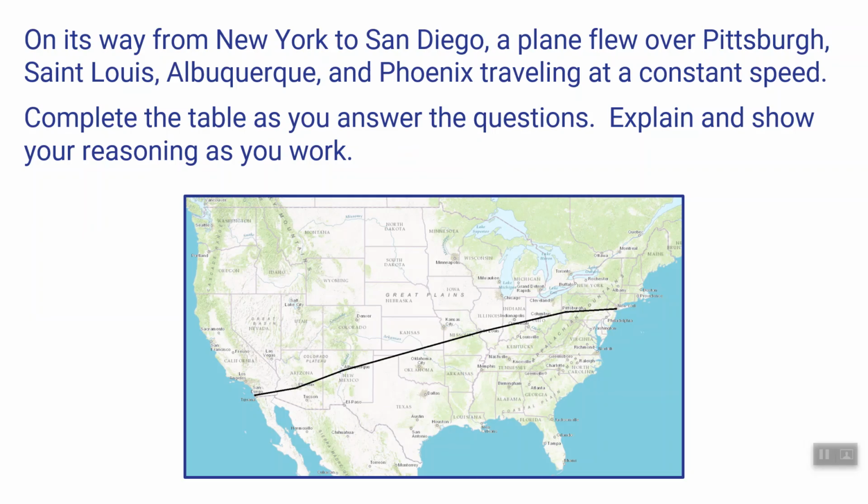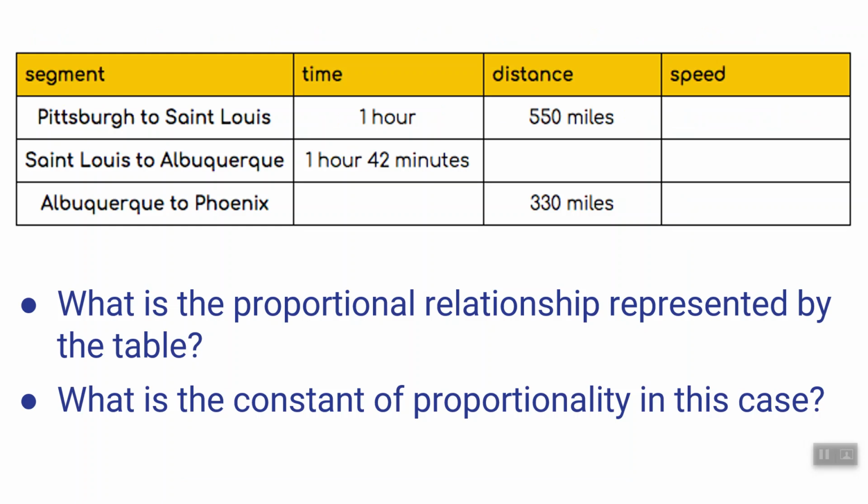Okay, so back to the activity. On its way from New York to San Diego, a plane flew over Pittsburgh, St. Louis, Albuquerque, and Phoenix, traveling at a constant speed. We're going to complete the table as we answer the questions and explain and show our work as we can. So here's the relationship. I would like you to put this into the table. This activity gets a little tricky just because of the converting between decimals and time, since there are 60 minutes in an hour, but decimals go up to 0.99 basically before we get back to the whole number. So there's going to be a little bit of converting in time here.